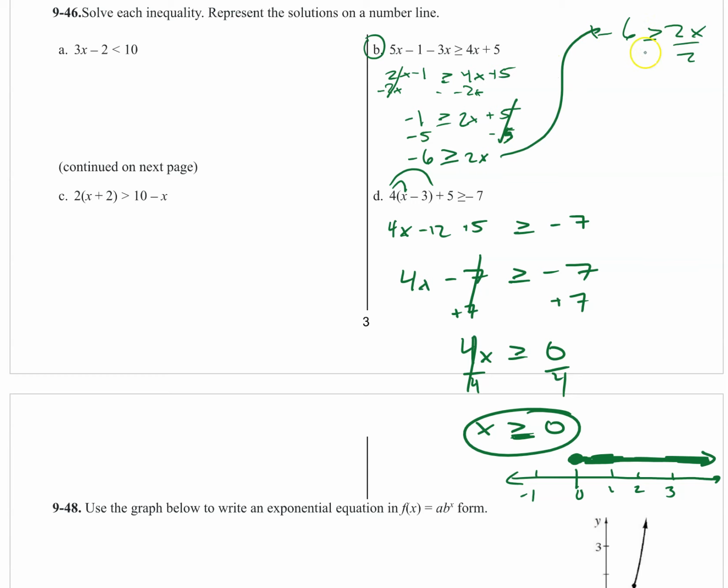All right, now I need to divide both sides by 2, and I get x is one of those symbols and negative 3. It's customary to write x on the left, so I need to mirror, switch and flip. This is the mirror image, switch and flip. X is less than or equal to negative 3.